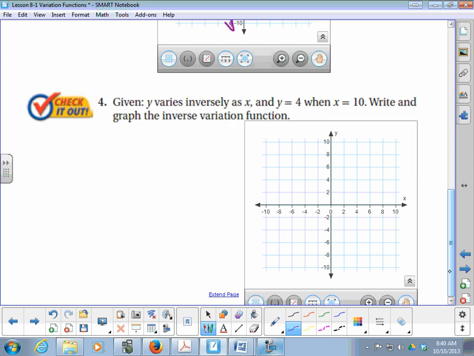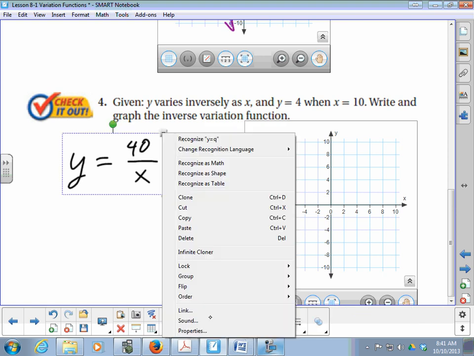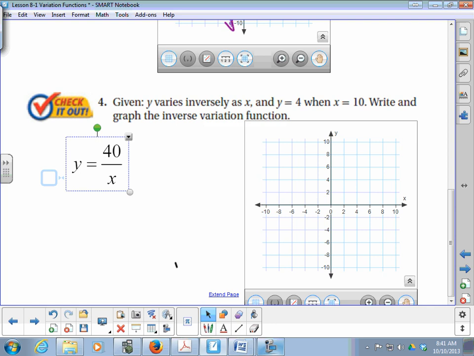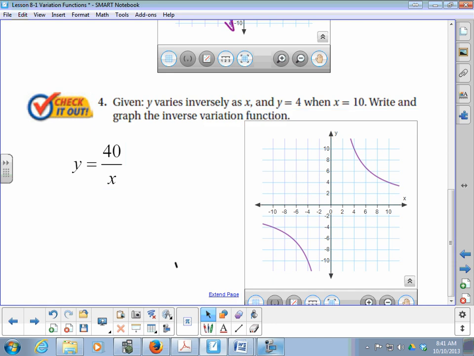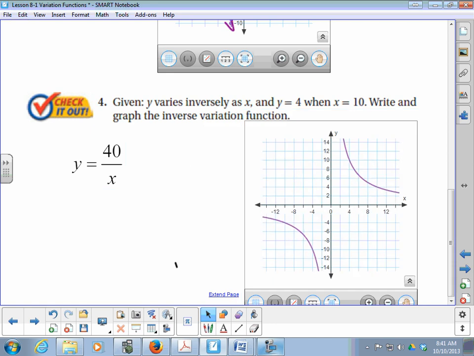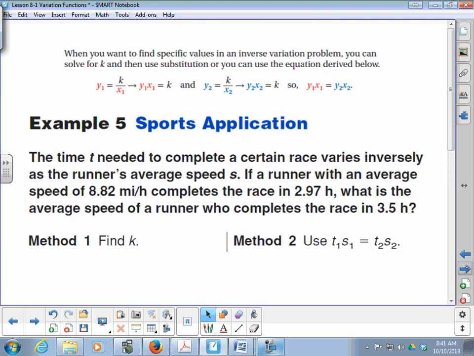Okay. All right, so I'll just write this one down so if anybody wants to look at it later. So in this case, y is equal to 40 over x, and that graph then would look like this. All right, so I would make my window bigger then, so you can see it.